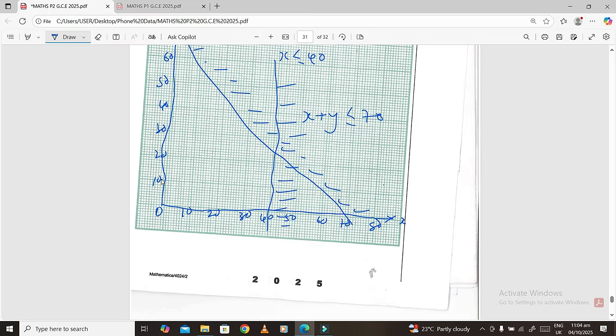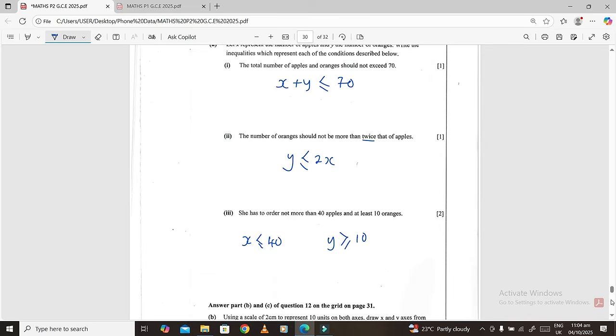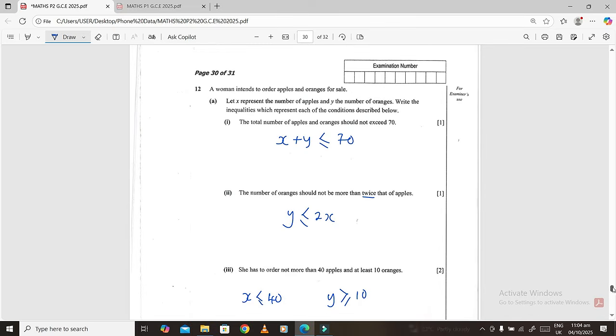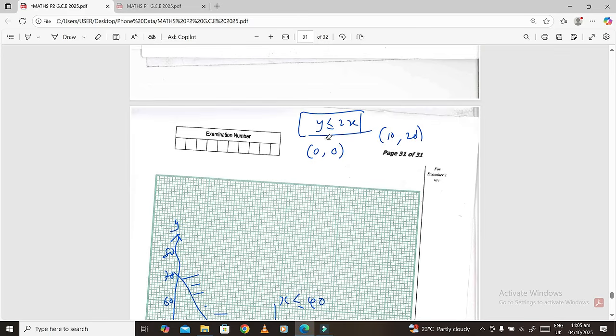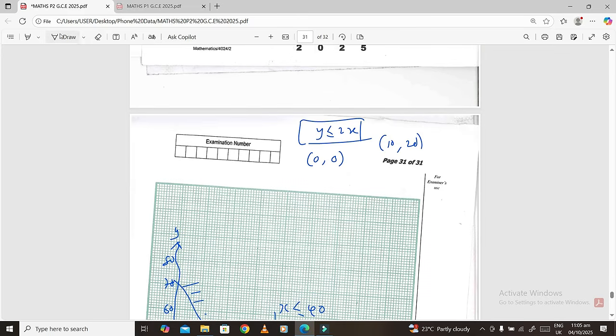The next one, y is greater or equal to 10. So we shade the opposite, which is the less, bottom. And then for this one here, you can see I wrote something here so that people can see. So it's like this. I want you to see very carefully. So here it will be like this.